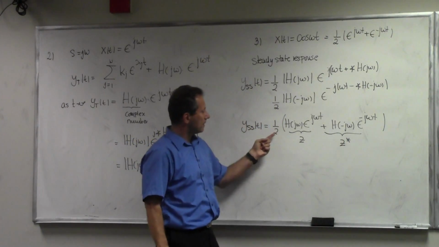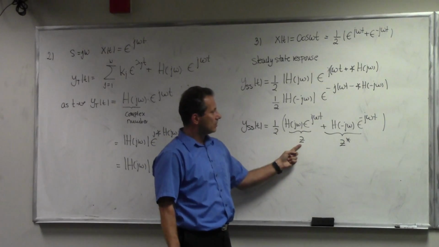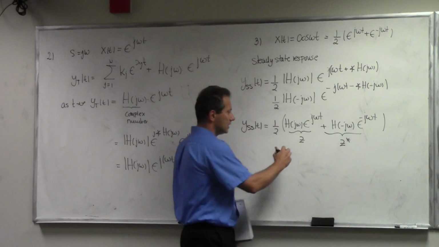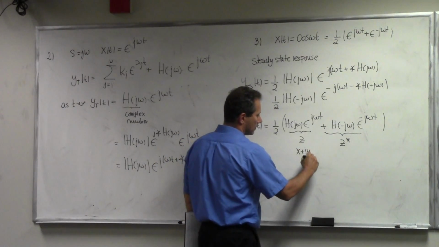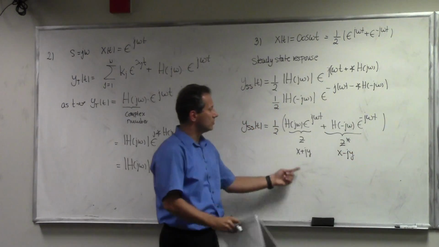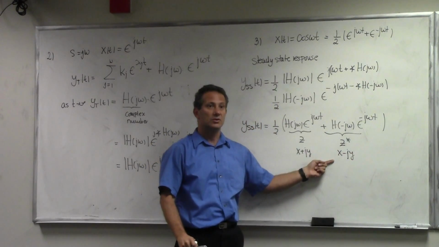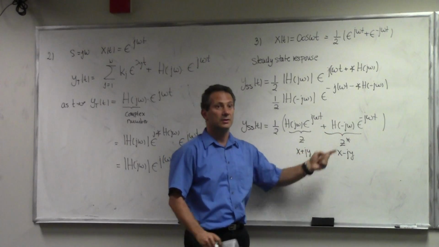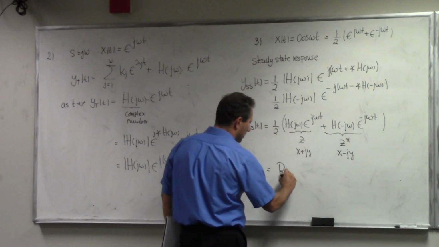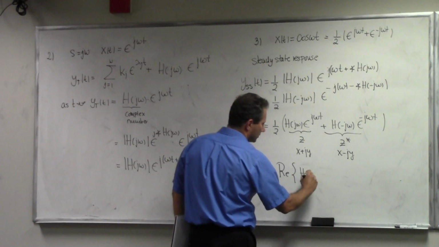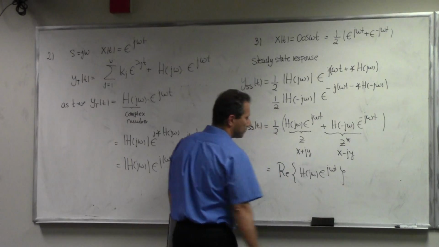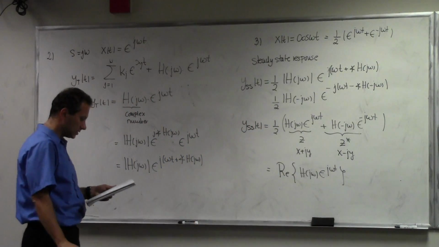Now, if I take the sum of z and its complex conjugate, what do I get? If z is written as x plus jy, then the complex conjugate is x minus jy. So sum these two, you get 2x. So you get two times the real part of this. So this is equal to 1/2 times 2, so just the real part of h of j omega e to the j omega t. So that's the steady state response.